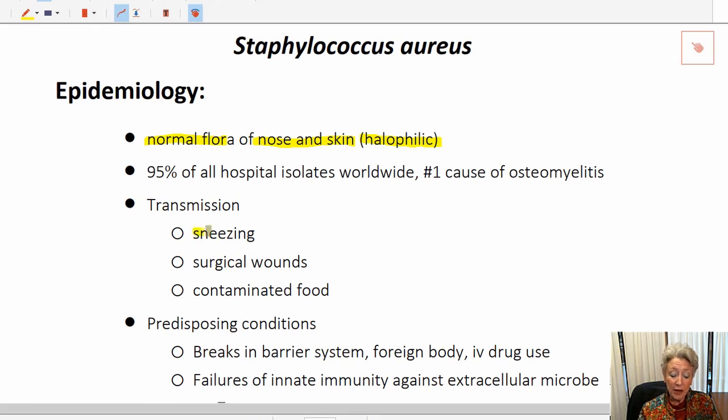It's transmitted by sneezing from its site of normal flora. It can contaminate surgical wounds, and it also can be transmitted by contaminated food. And you'll notice as we go further that the thing that these foods have in common is that they are salty foods in which the organism is very happy to grow.